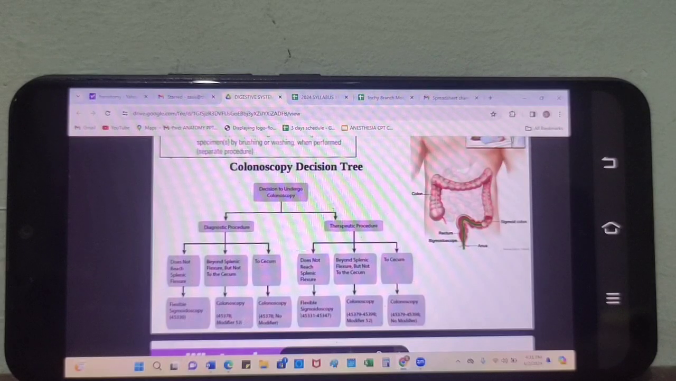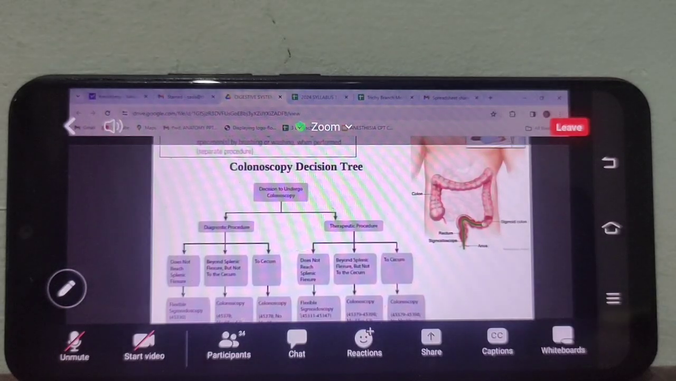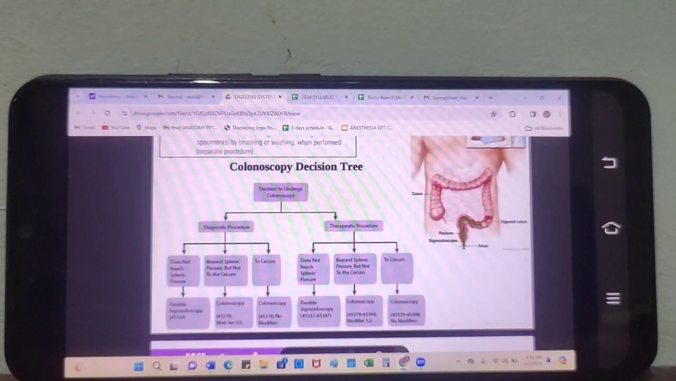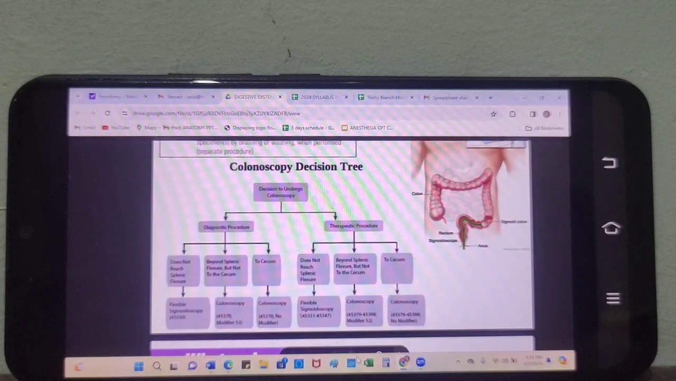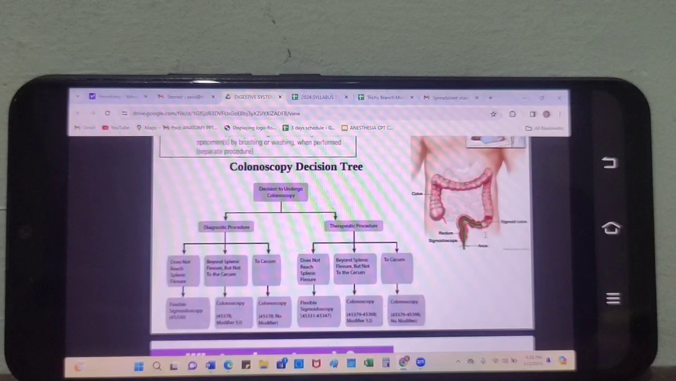But here we have one change in colonoscopy. For diagnostic colonoscopy, we should append modifier 53. For therapeutic, we should append modifier 52. That is a small change in colonoscopy.